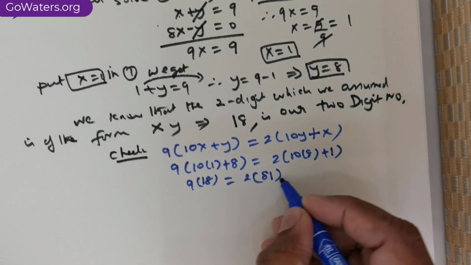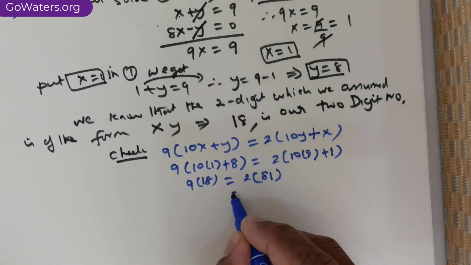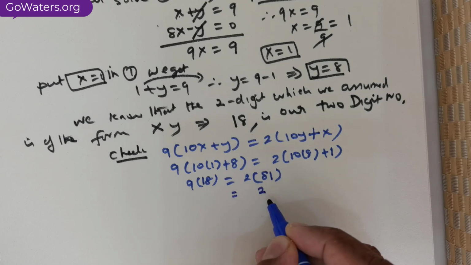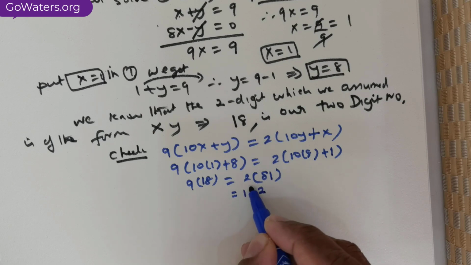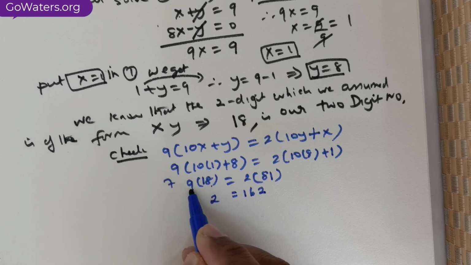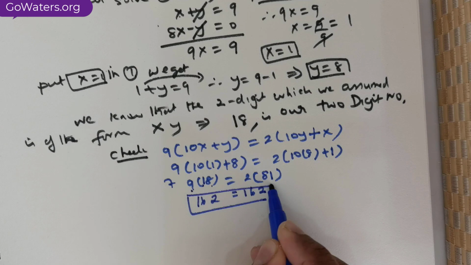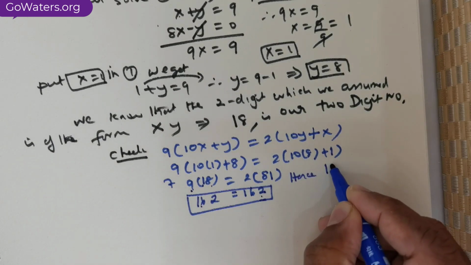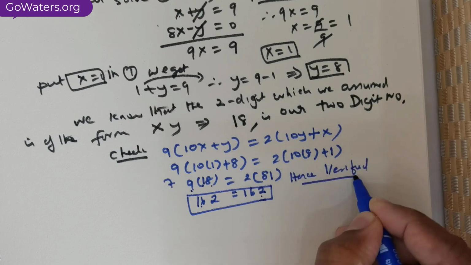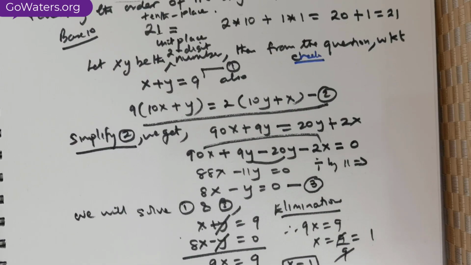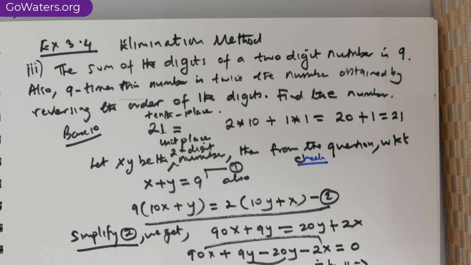Now if you had to multiply these two things, this is going to give me 2. 9 1s are 9, 9 8s are 72, 9 added with 7 gives me 162. Hmm, so clearly you can see 162 is equal to 162, hence verified. So that is a good place for us to stop and move to the next question.